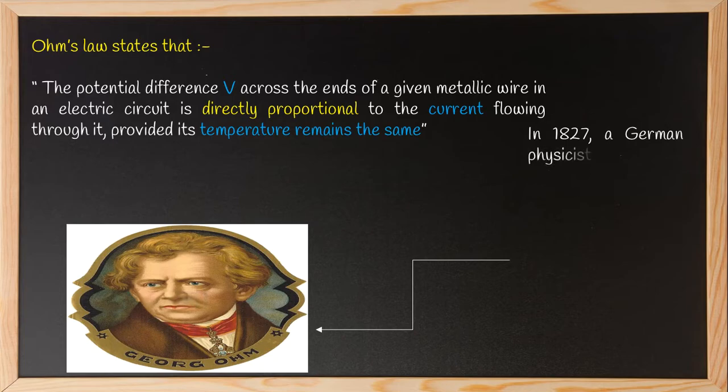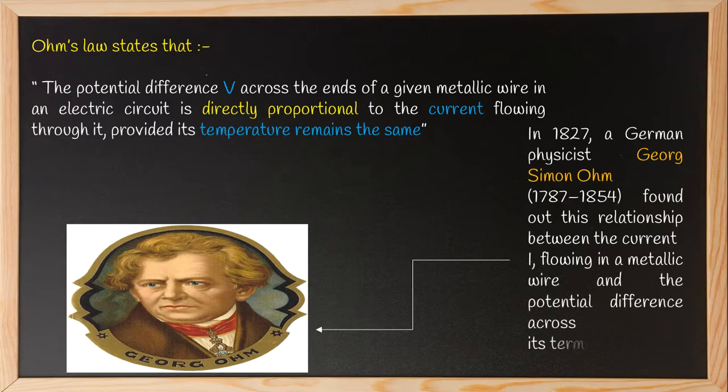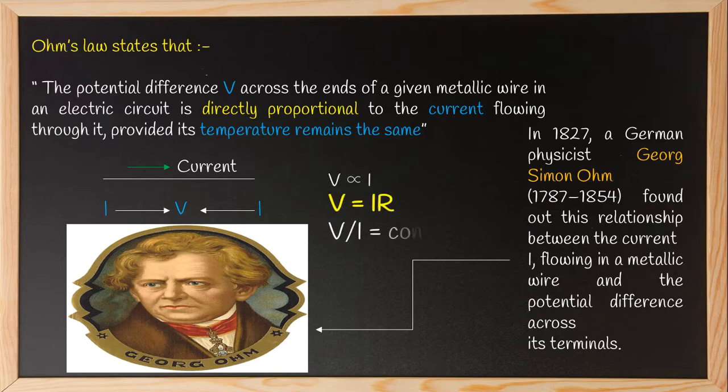In 1827, a German physicist, George Simon Ohm, who lived from 1787 to 1854, found out this relationship between the current I flowing in a metallic wire and the potential difference across its terminals. So, he is George Ohm and he found out this relation between V and I. He stated that V is proportional to I. That is, if V increases, I also increases.